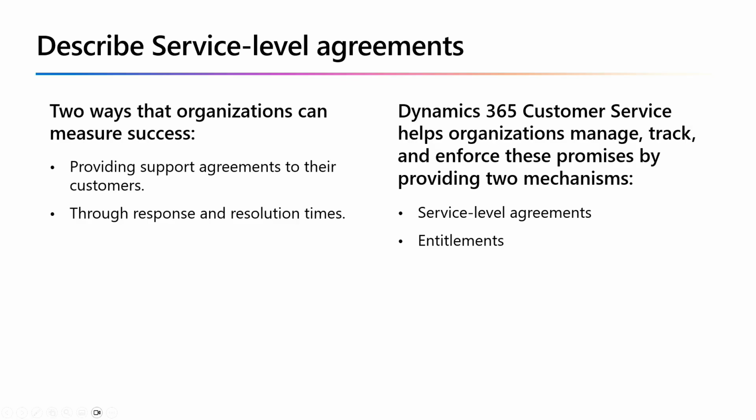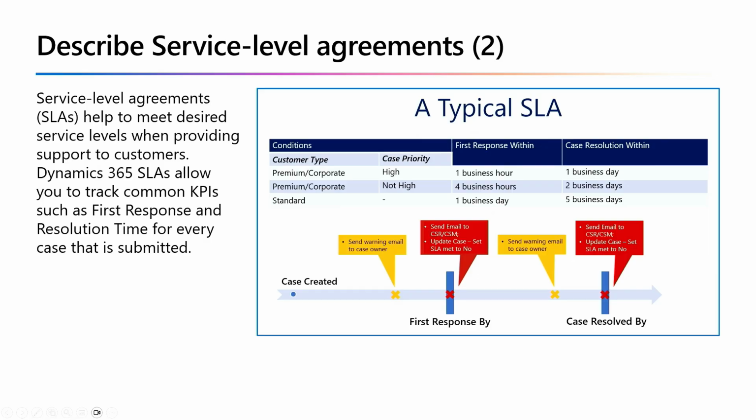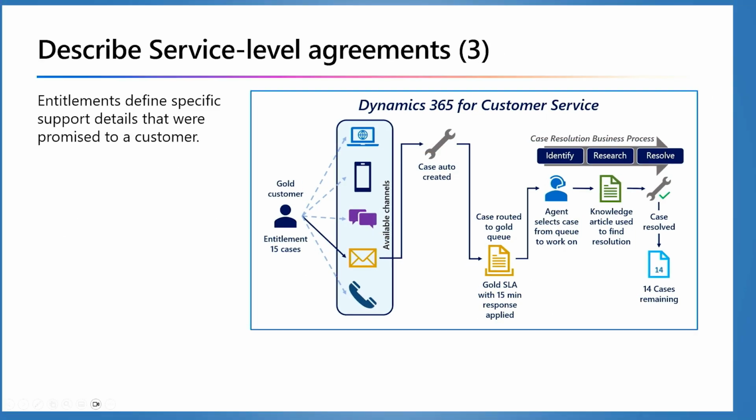Entitlements are agreements that define the level and type of support to which a customer is entitled. The image demonstrates what a typical service level agreement, or SLA, might look like for different types of customers based on their promised level of service. Dynamics 365 allows you to track KPIs like first response and resolution time for every case submitted.